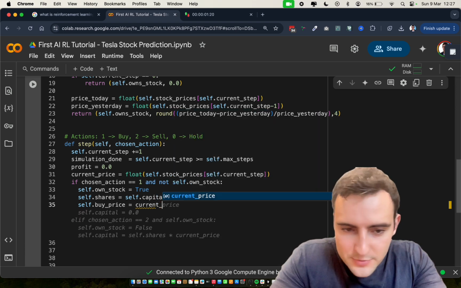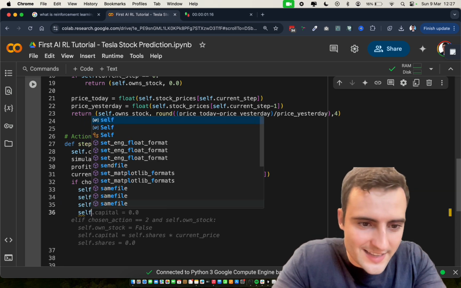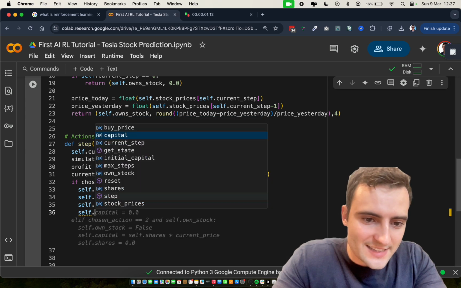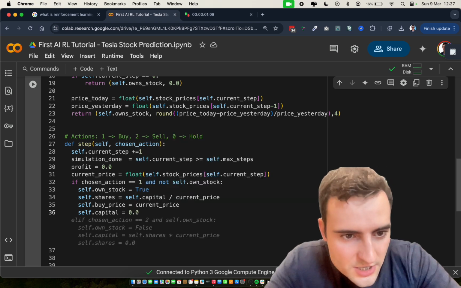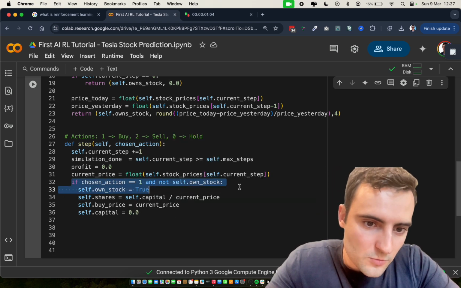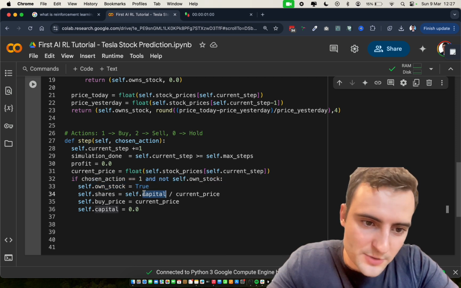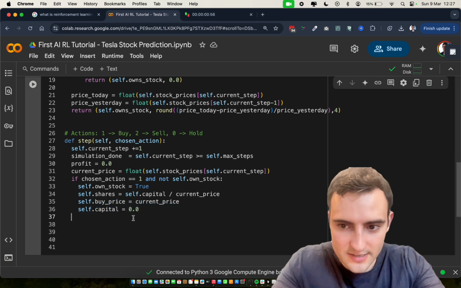And then last, we're going to say how much capital do we have? If we've spent all of our money on stock that day, our capital is 0. So basically just saying, okay, we've bought it all, but what is the consequence? We have 0. So at the end, what we've said is if we are buying, we own the stock, we own this many shares, we buy at this price, and then our capital becomes 0 after that because it's invested.